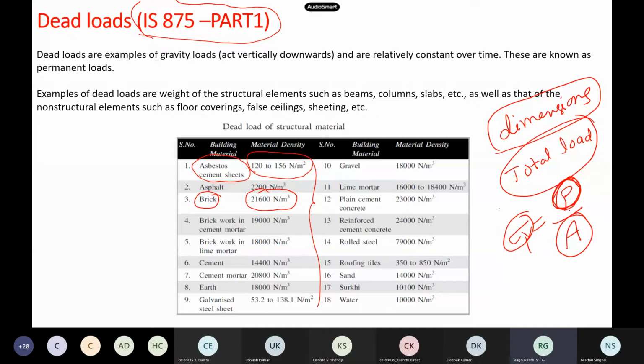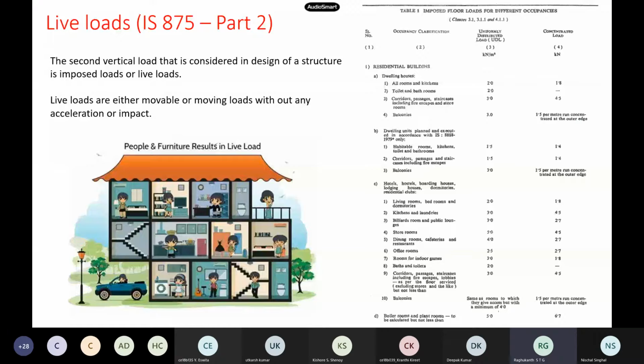Without calculating dead load, you can't find this dimension. So these are all interlinked. This is the most important thing in steel structures, even in concrete also, but concrete is slightly different. Okay, so fine. Now the next comes the live loads.